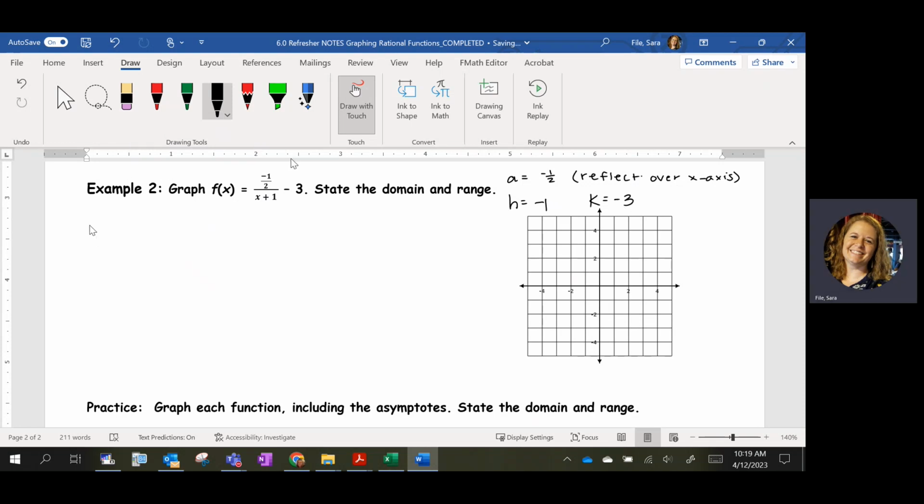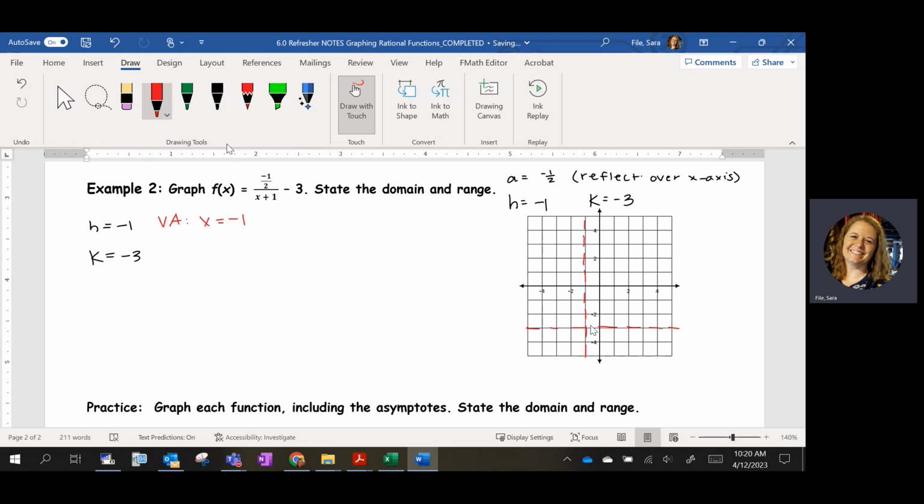So what that tells me, the H being negative 1 tells me that I'm shifting to the left 1. So that asymptote that's normally here at 0 is shifted to negative 1 from the parent function. So I have a vertical asymptote at x equals negative 1. The K being negative 3 means that the graph has been shifted down 3. So that asymptote that's normally at the x-axis is down at negative 3 here.